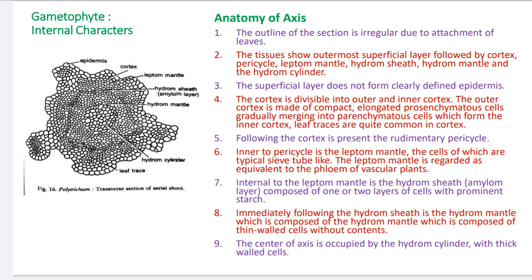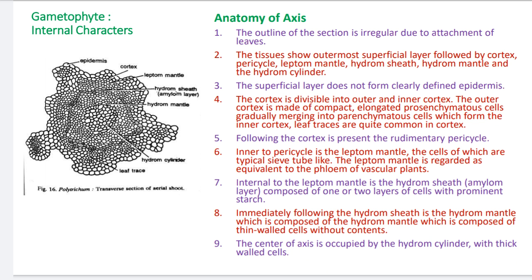Number 5. Following the cortex is present the rudimentary pericycle. Rudimentary means undeveloped, in a very primary condition. Pericycle always separates the outer extrastellar region and the inner stellar region from each other in higher plants.